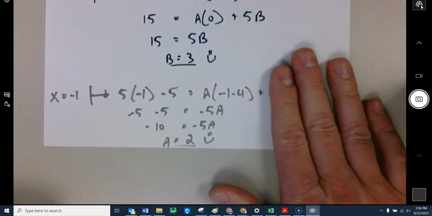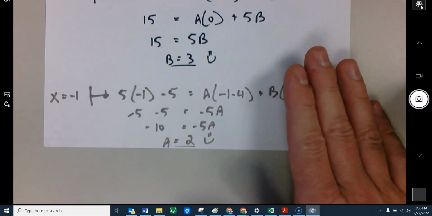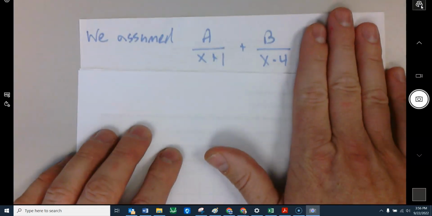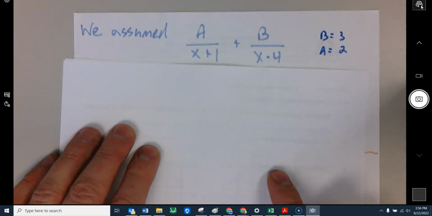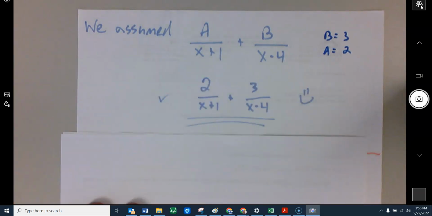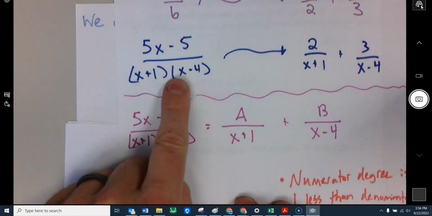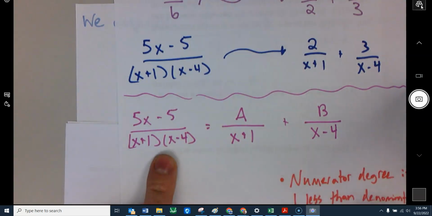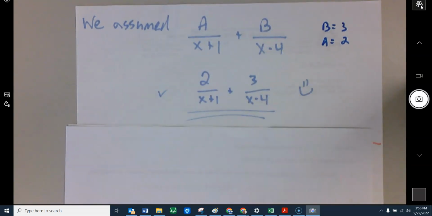Okay, so I made up some problem. I said, I think my answer is going to be A over x plus 1 and B over x minus 4. We assumed that form for our answer. So once I found A and B, our final answer, don't spike the ball yet, we've got to put B where B belongs, A where A belongs, and then we get our partial fraction decomposition. And this is what we knew from the very get-go. The whole problem was, what does this decompose to? Well, we figured it out. It's 2 over x plus 1 and 3 over x minus 4.